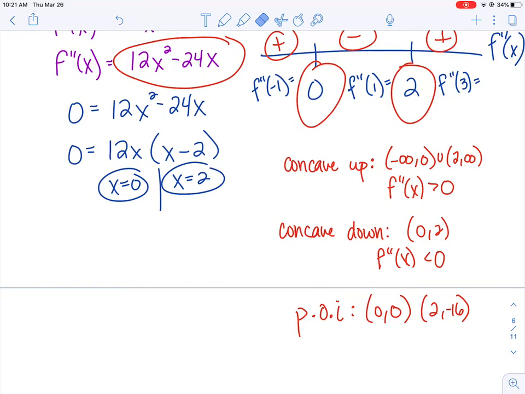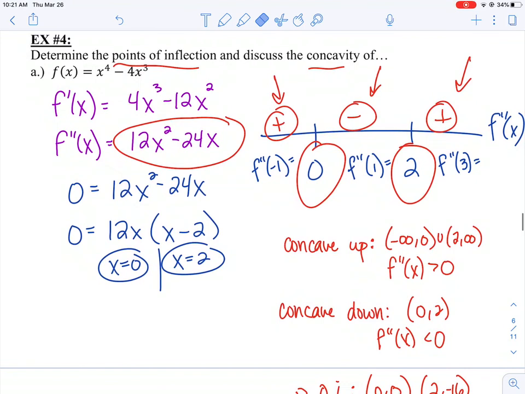I ended up getting points of inflection at (0, 0) and (2, negative 16). I hope that you got the same thing that I did. So first derivative, remember, is increasing or decreasing. Second derivative is concavity. Let's do a few more practices in the next video.